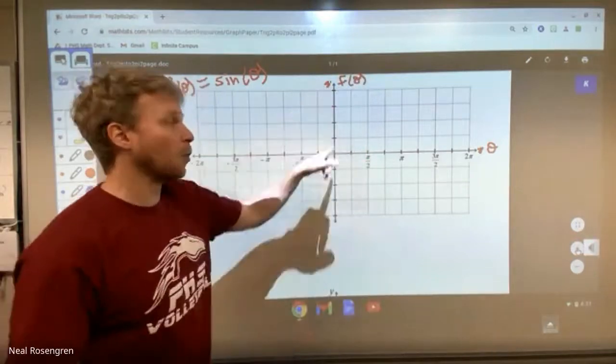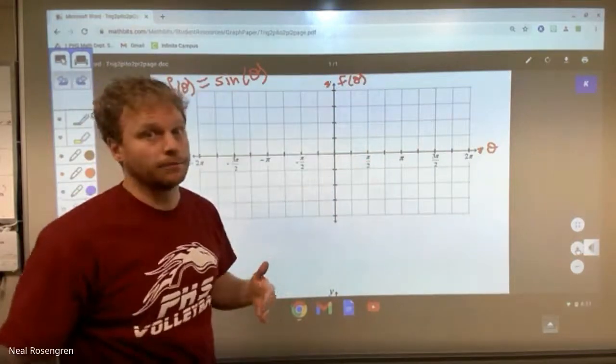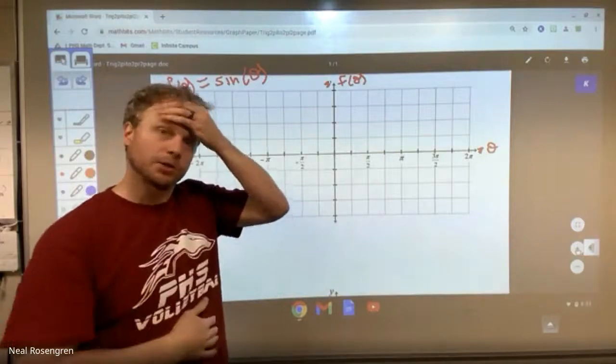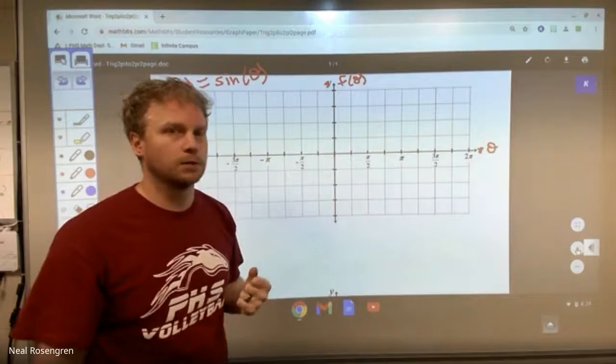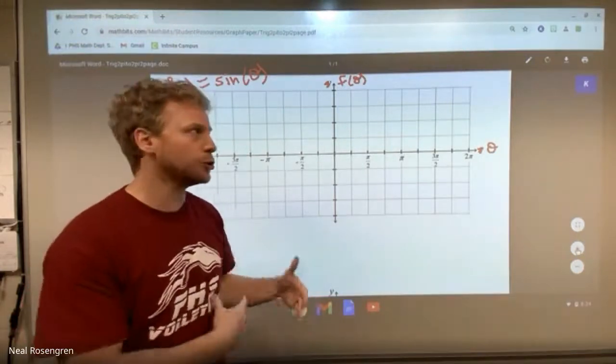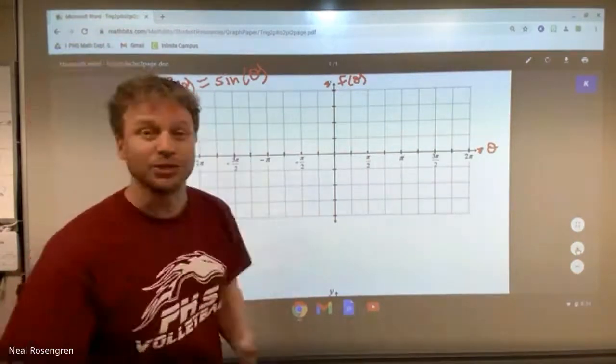And you can see that the y-axis isn't scaled. It's got some tick marks, but it's up to us to choose which one we want. And that's kind of what I want to think about with you first. How should we scale this graph if it's just going to be sine of theta?